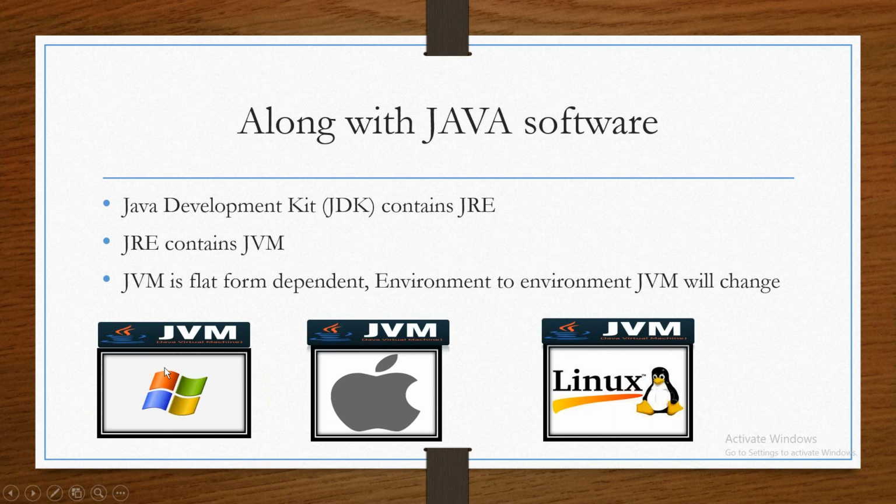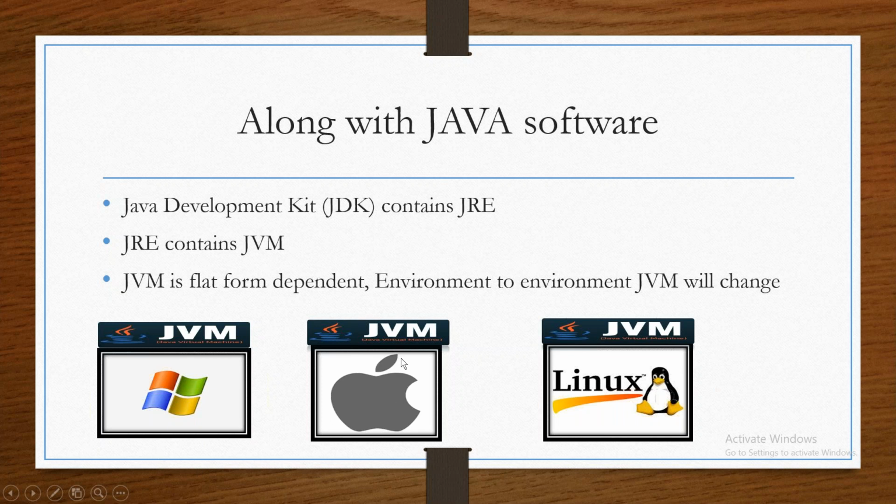Whenever you download the Java software, along with it you get the JVM. That software we call the JDK, Java Development Kit. JDK contains JRE and JRE contains JVM. This JVM is platform dependent. You have to download Java software with respect to your operating system. If you are using a Windows machine, download Java software for Windows. If you are using a Mac machine, download Java software for Mac. Linux, Java software for Linux machine.